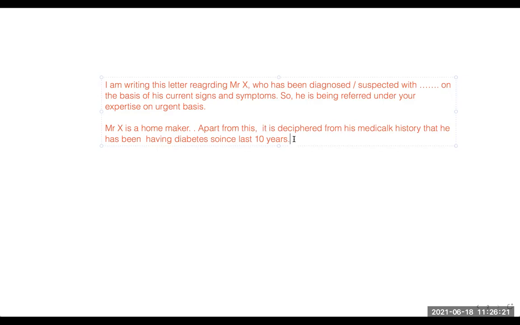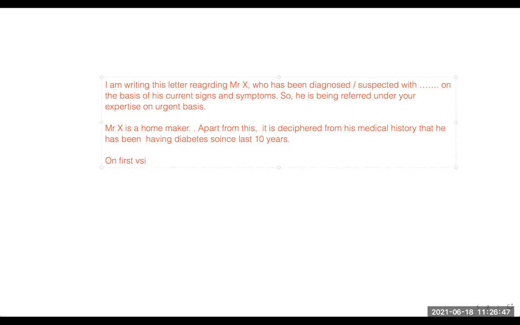Now, after reading it once, only on revision will you know whether you have written good or bad. So I'm writing this letter regarding Mr. X who has been suspected with this problem on the basis of current signs and symptoms. That is today's problem. That is the purpose. That is why we are referring the patient. Mr. X is a homemaker and this and this and this. Apart from that, it is deciphered from his medical history that he has been having diabetes since last 10 years. Now it goes fine.